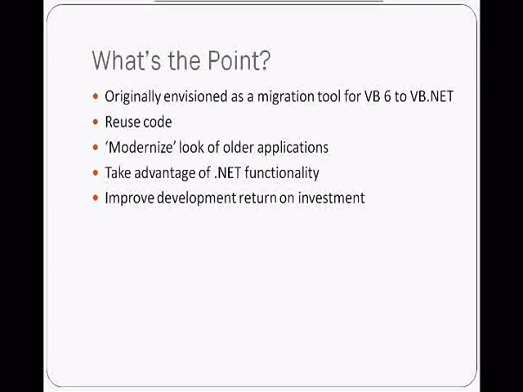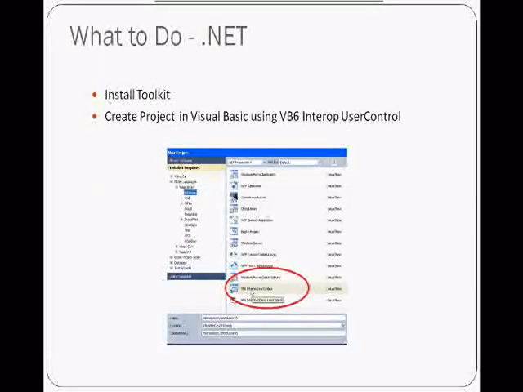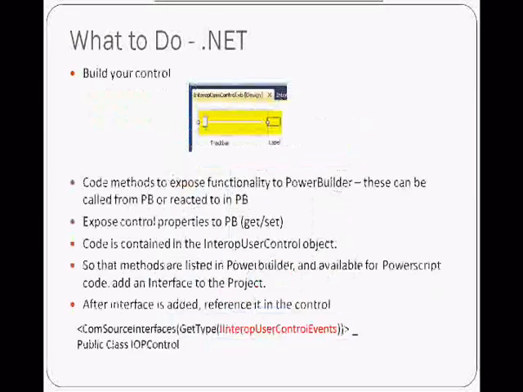Well, the first thing you've got to do in .NET is install the toolkit, and that is a very quick install. It adds a couple of items to your Visual Studio toolbar, I guess, or template there. I think this is a template. So what I did, you just create a project in Visual Basic, and you use this VB6 interop control, which gets installed. You build your control.